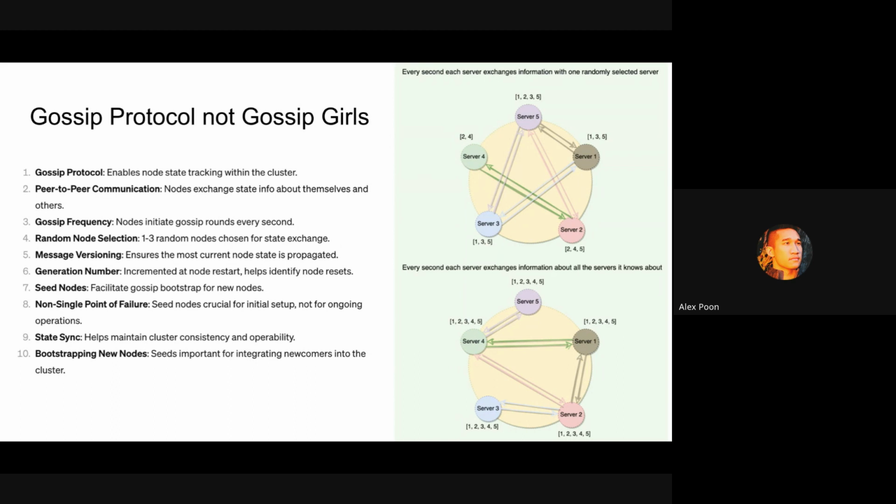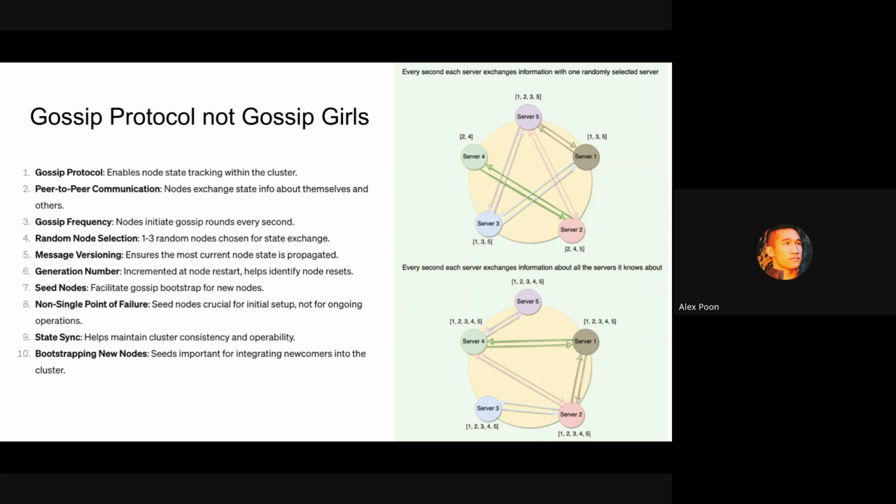This way, all nodes quickly learn about all other nodes in a cluster. Each gossip message has a version associated with it, so that during a gossip exchange, older information is overwritten with the most current state for a particular node.